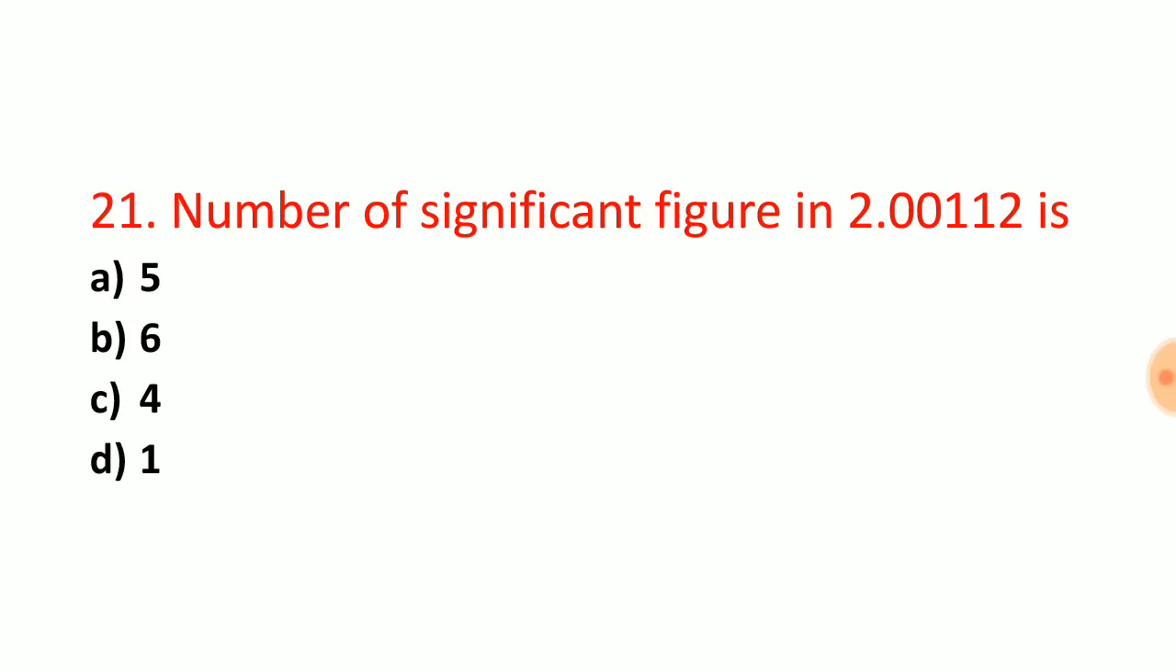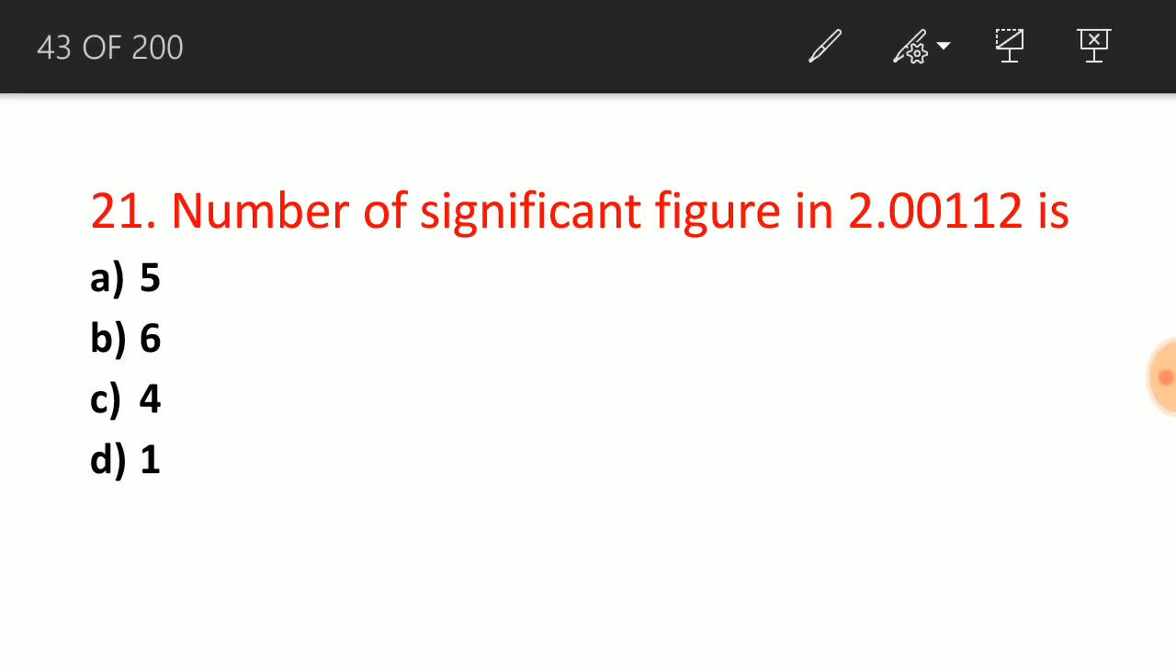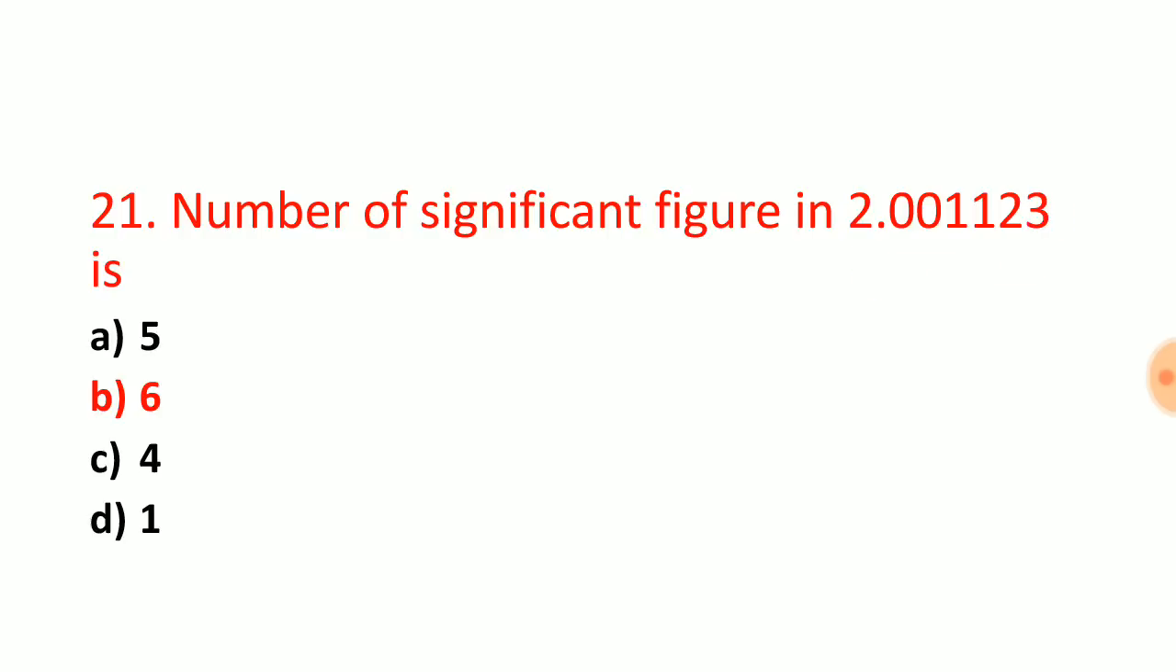Question number 21. The number of significant figures here is. In this case 0 and 0, these 0s are in between this number 2 and other numbers. So this is also significant here. If we count all the numbers, there are total 6 numbers. So significant figures are 6 here. So option choice B is the correct answer for question number 21.